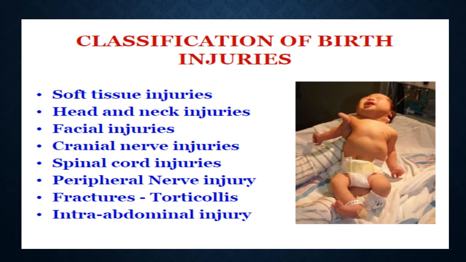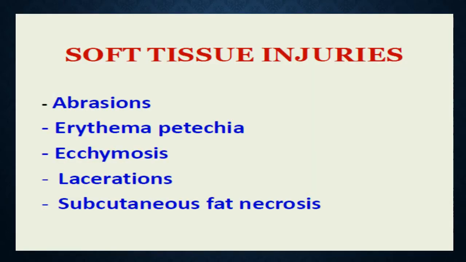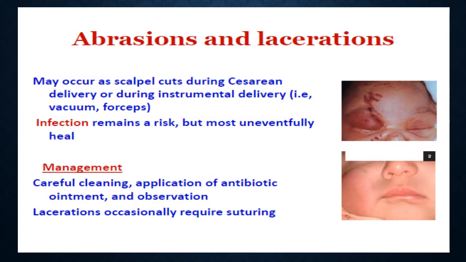Okay, let's talk about the classification of birth injuries or birth trauma. In this picture, you can see the wide scale classification for the birth injuries. We classified into soft tissue, skull, face, cranial nerve and spinal nerve injuries, peripheral nerves, musculoskeletal injuries, and intra-abdominal injuries. Let's start with soft tissue injuries. There are some mild forms of injuries like abrasions, erythema, petechiae, ecchymosis, lacerations, or even subcutaneous fat necrosis.